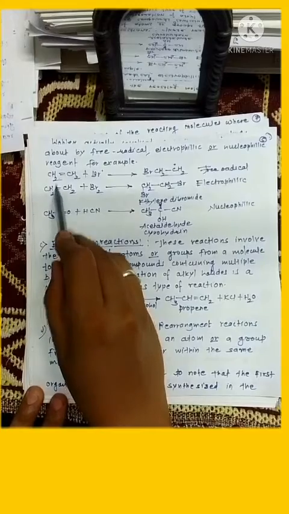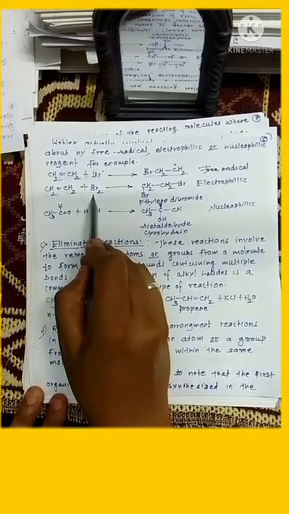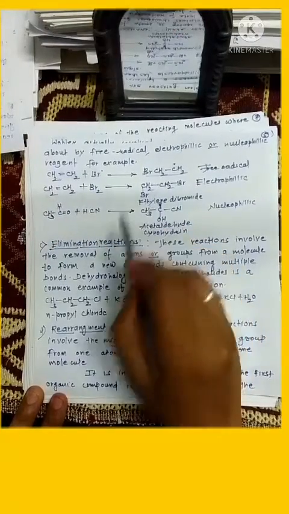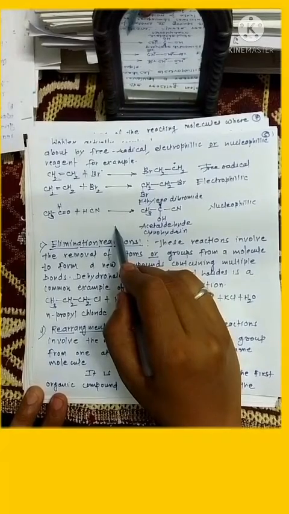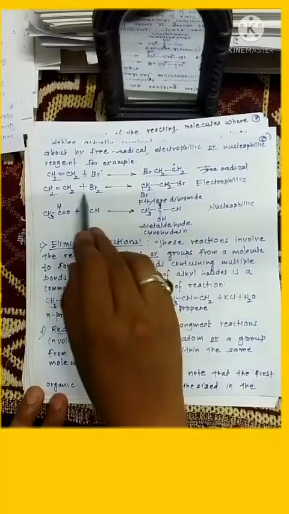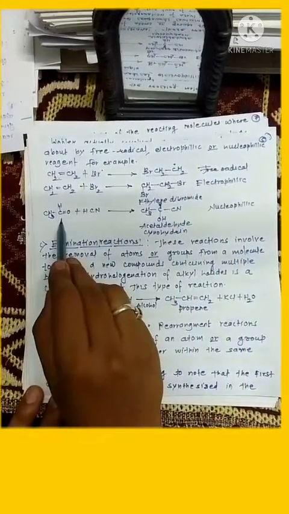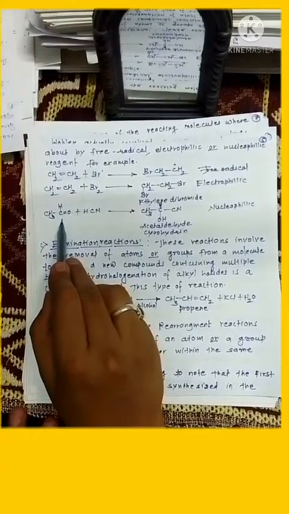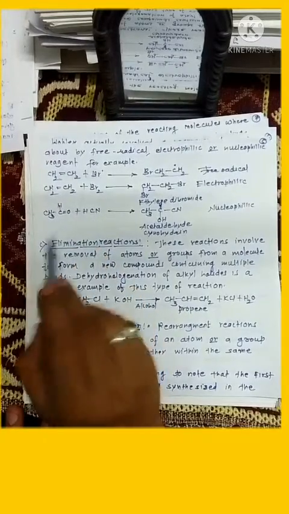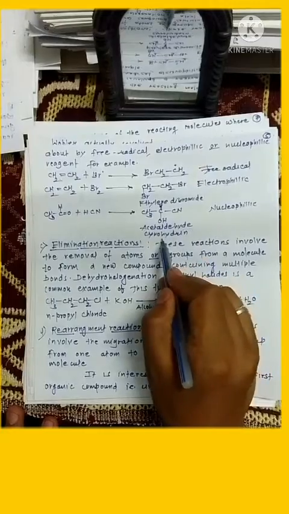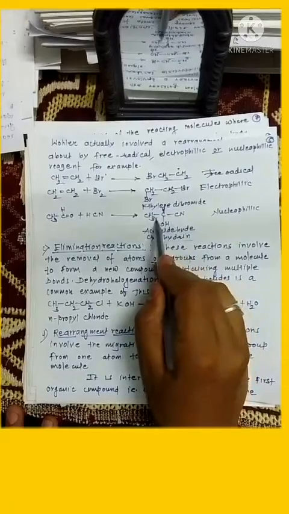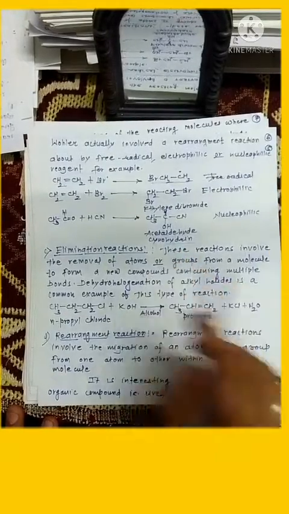In the second case, the same ethylene is reacted with bromine and both bromine atoms add across the double bond. So it is an addition product. So this reaction is of addition type. In the next reaction, acetaldehyde is reacted with HCN and we got acetaldehyde cyanohydrin. So it is also a type of addition reaction.